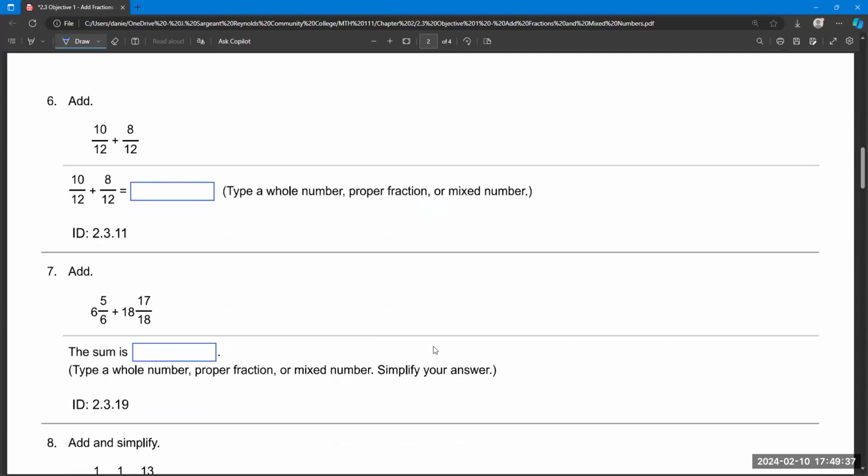We have a common denominator of 12. 10 plus 8 over 12 is 18 over 12. This is 3 times 6 over 2 times 6, which gives me 3 over 2. That also could be written as 1 and 1/2.